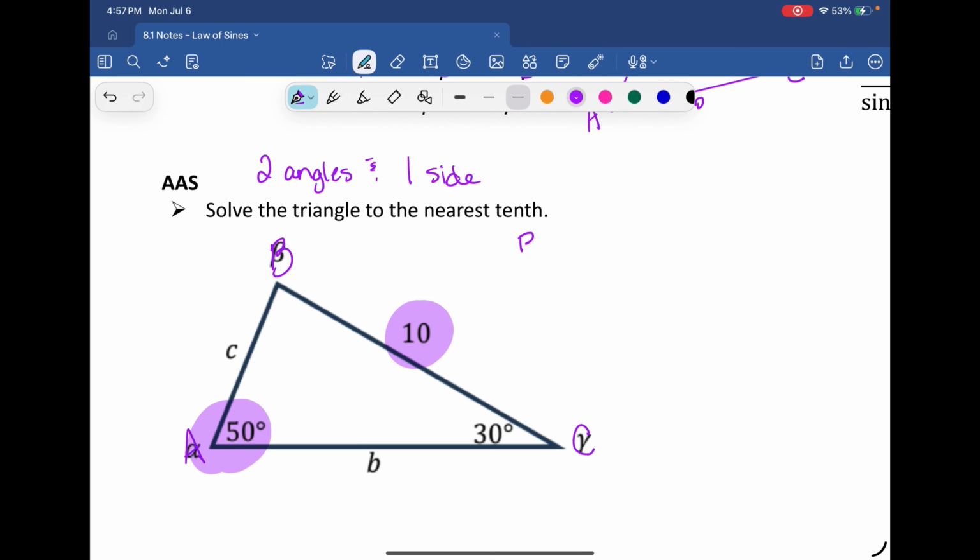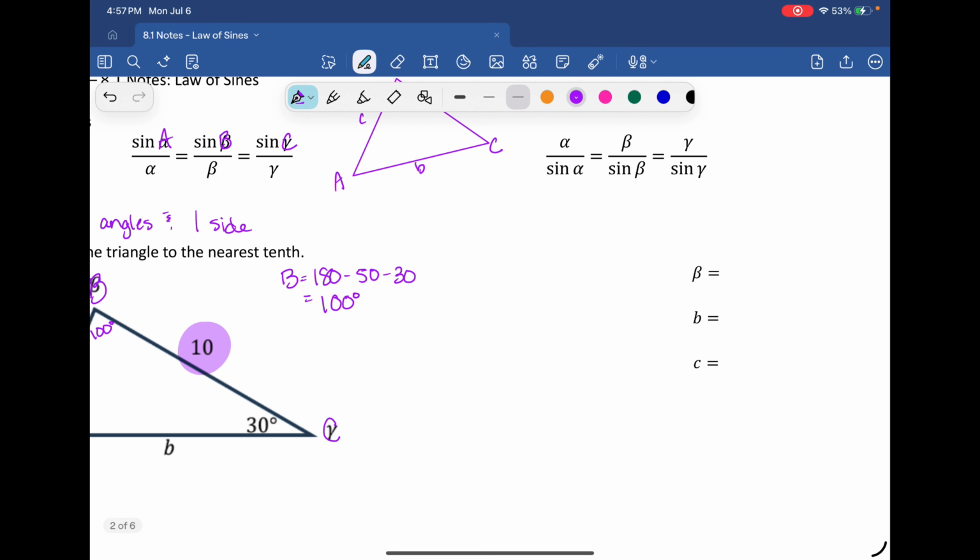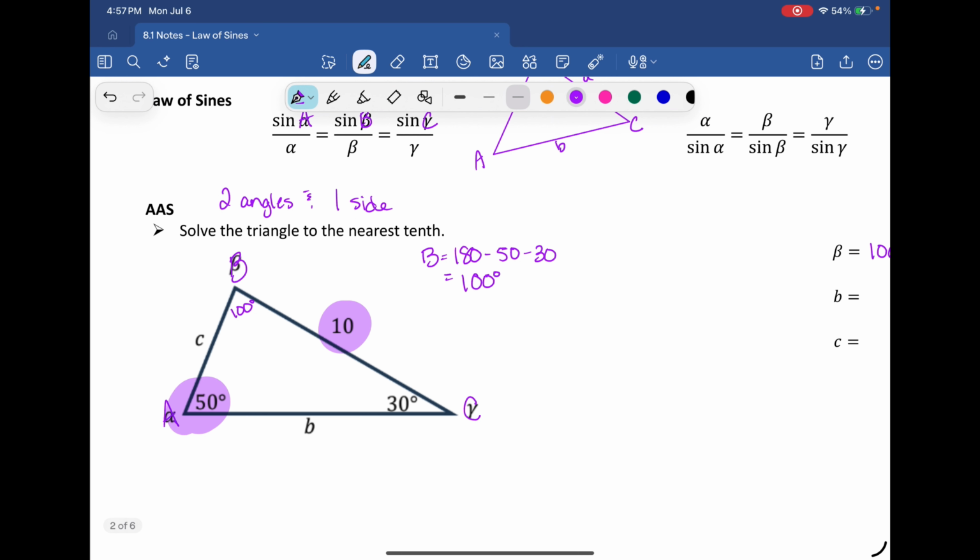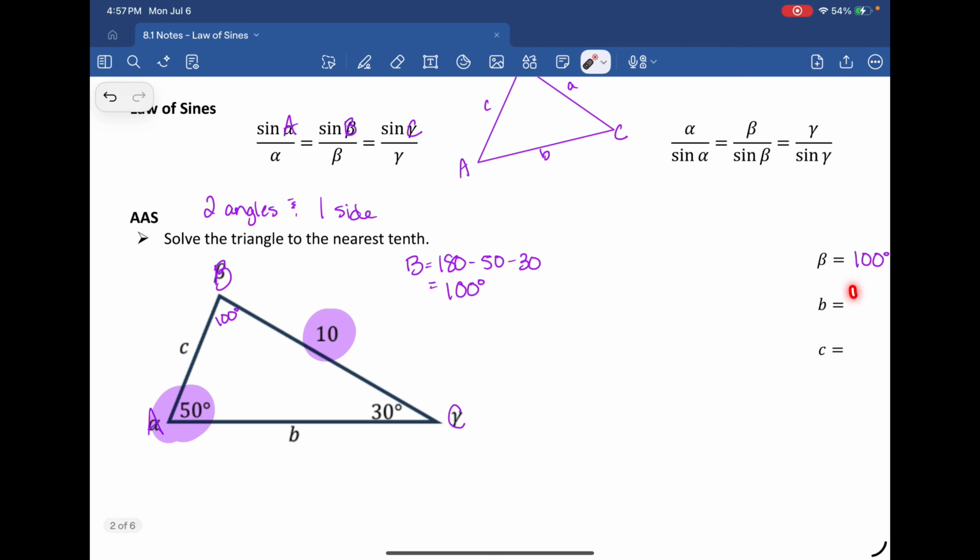So angle B is 180 minus 50 minus 30. Angle B is 100 degrees. Awesome. I'm going to go ahead and write that over here. Angle B, 100 degrees. What's left to do is to find our two remaining sides. I don't care which one you start with, side B or side C, it does not matter. You'll start the same way, by using the angle and the side that we do know.